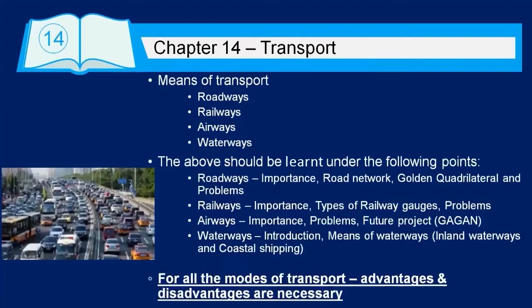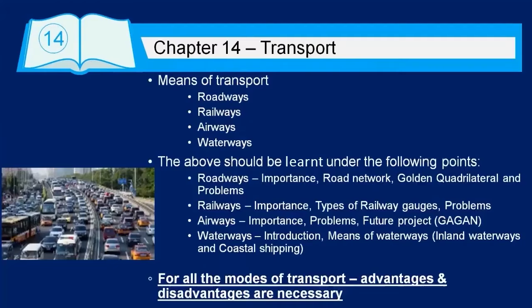In roadways, you have to know about the difference between expressways and national highways, its importance, road network, golden quadrilateral, and their problems. The objective of golden quadrilateral is to reduce time and distance. It is a highway network connecting many major industrial, agricultural, and cultural centers of India. It forms a quadrilateral connecting Delhi in the north, Kolkata in the east, Mumbai in the west, and Chennai in the south.